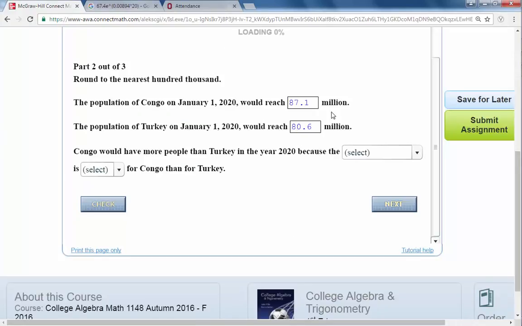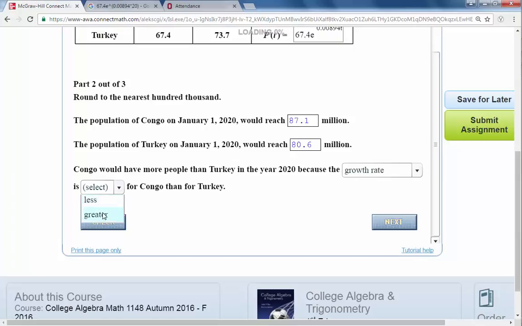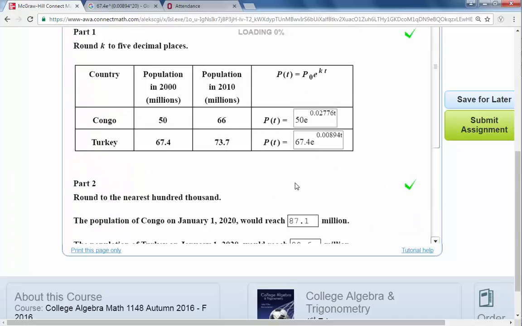You see, Congo passed Turkey. How come? Because they have a faster growth rate. They started behind, they passed it. Right? We didn't make any mistake. 80.6. Congo will have more people than Turkey in 2000 years because why? Is it initial population more? No, the growth rate is greater for Congo than Turkey. Please say correct. Yes. Good. Alright.